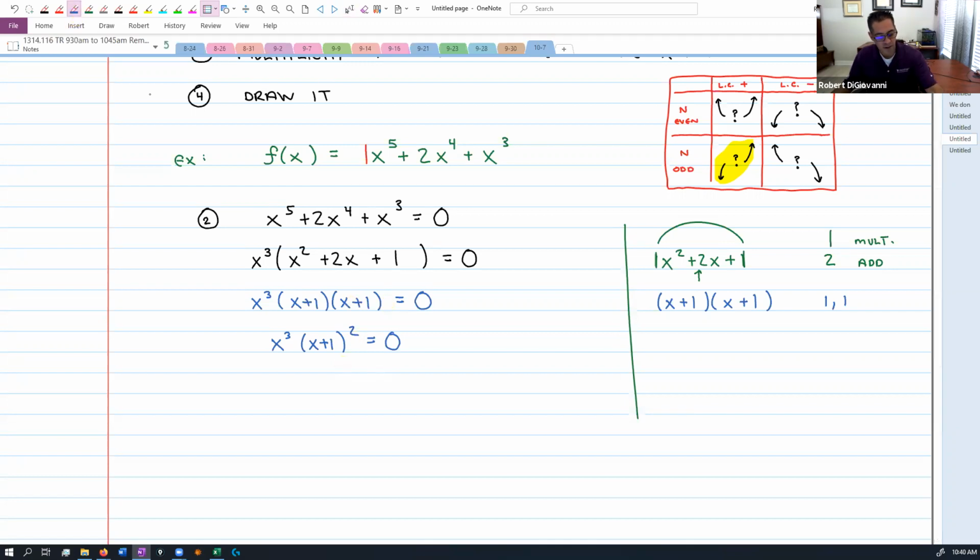And now when you set each of these factors equal to 0, you get 0 here for this factor. Let me write it. I'm doing x cubed equals 0. The only answer there is 0. And then here, all I have to do is set the x plus 1 to 0, and I get x is -1. So these are my two x-intercepts. Does that make sense? Everyone understand that?